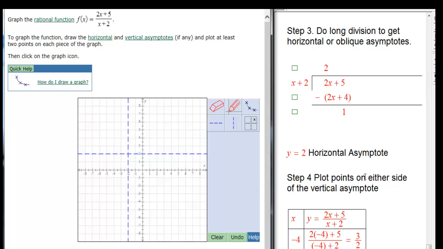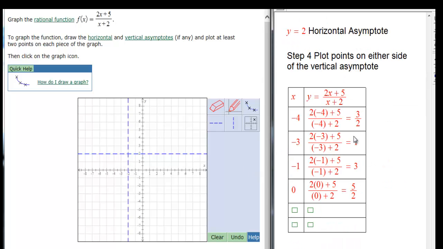Now for the points, 2 points to the left of negative 2, say negative 3, negative 4. 2 points to the right of negative 2, say negative 1, 0. Let's make our chart. You can verify that these are the coordinates when you plug in negative 4 and the other x values into this rational function. We'll do the first one together.